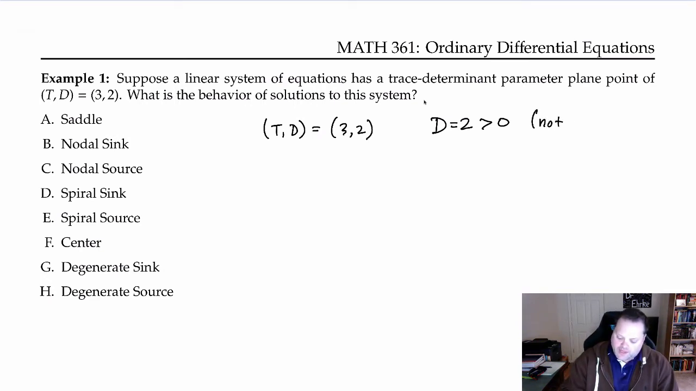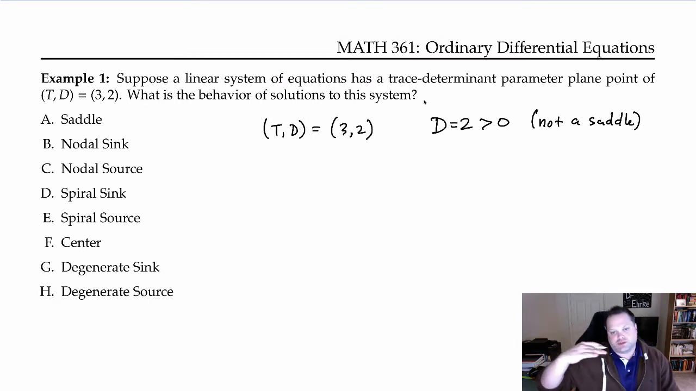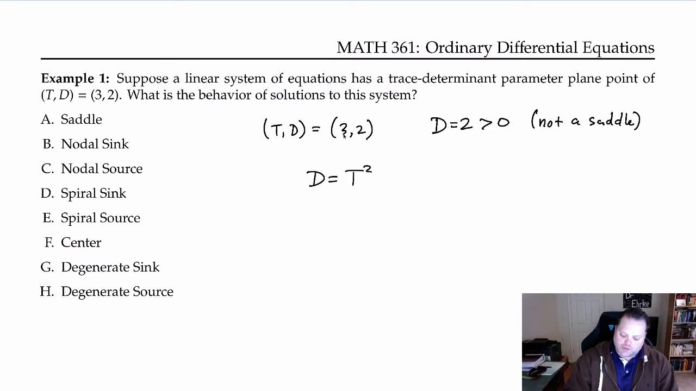So I'm not a saddle, which means I'm dealing with the top part of the trace determinant plane. What I have to figure out is, am I inside the parabola where the complex behaviors are, or am I outside the parabola where the real behaviors are? Remember, the critical parabola is d equal to t squared over 4. So I'm going to compare d, which is 2 in this problem, to t squared over 4, where t is 3, which is 9/4.